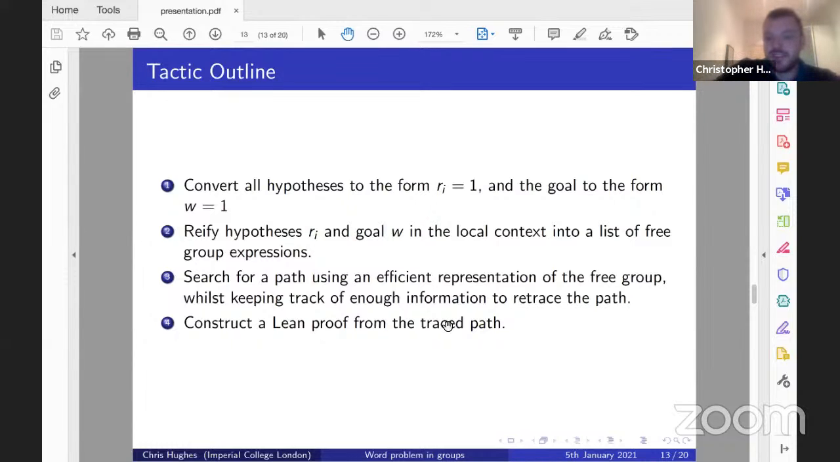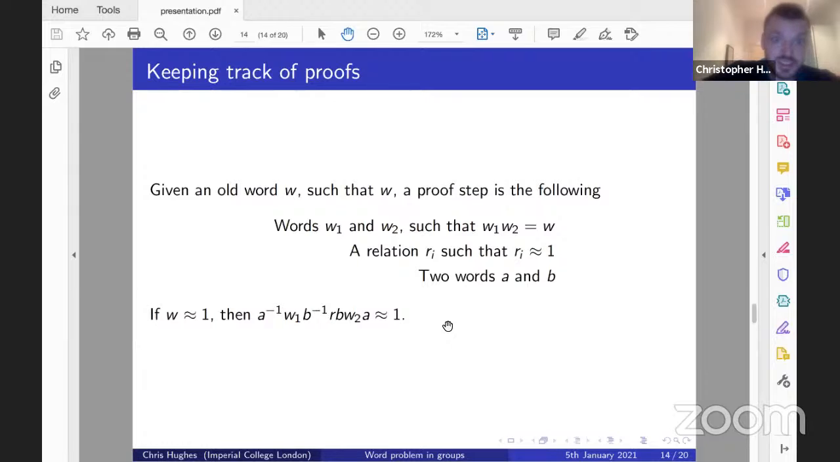But you have to keep enough information to keep track of all the words that you go past, and then you can reconstruct a Lean proof from this path that you've traced. So, what does the proof look like? Just to be clear, here equality means these are words in the free group, they're literally the same group expression, and I use this squiggly line to mean it's an equality that can be proven from the relations. So R is not the word one, but it can be proven to be equal to one.